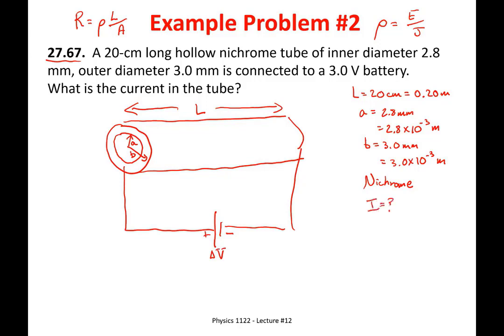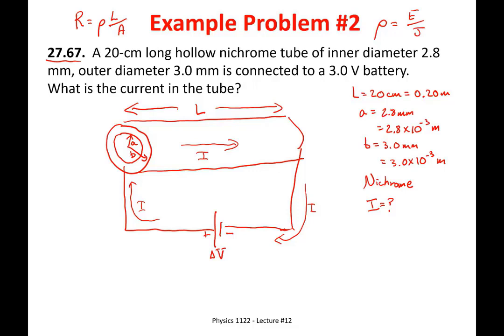So we're looking for I, and because the positive side of the battery is on the left, current will flow through the tube from left to right in my picture, back towards the negative terminal of the battery. So that's the conventional current flow. And we're looking for the value of I.